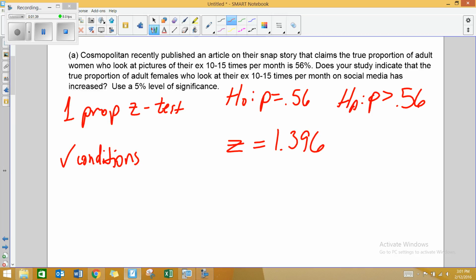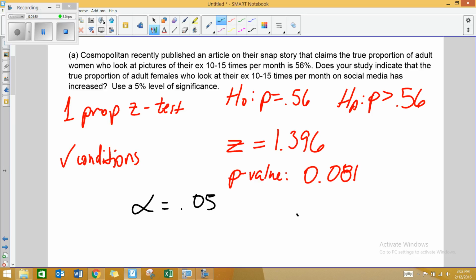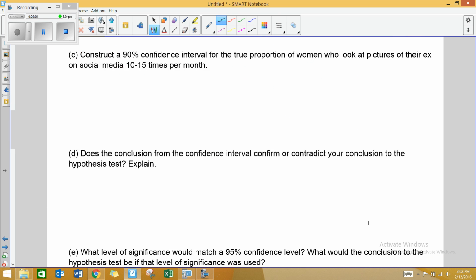approximately, depending on how you rounded, which gives us a p-value of 0.081. Well, since our alpha was 0.05, 0.081 is bigger than alpha. So our p is not low, which means we will not reject. Let's go ahead and conclude that.